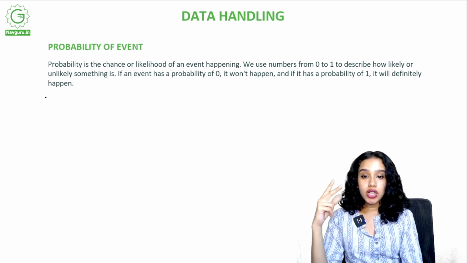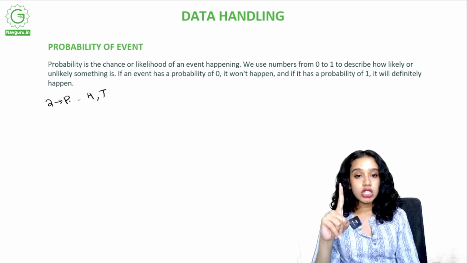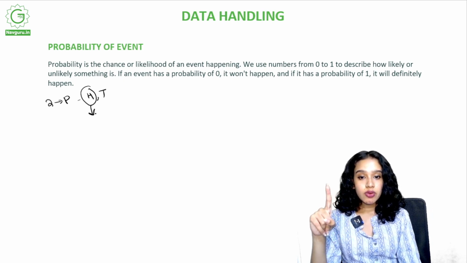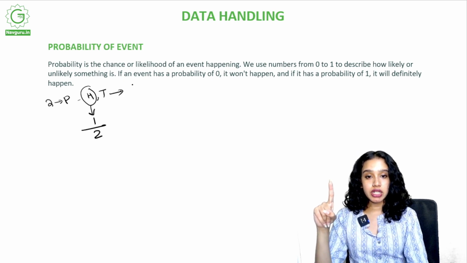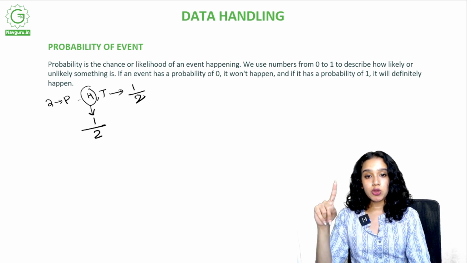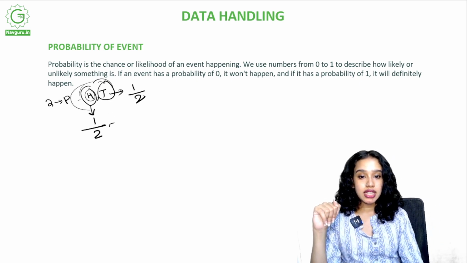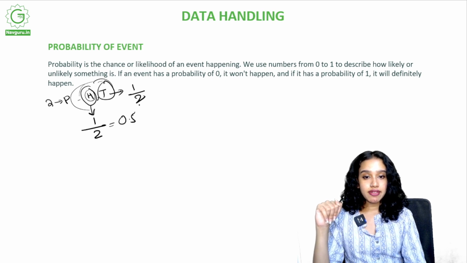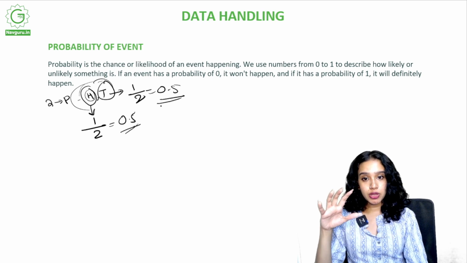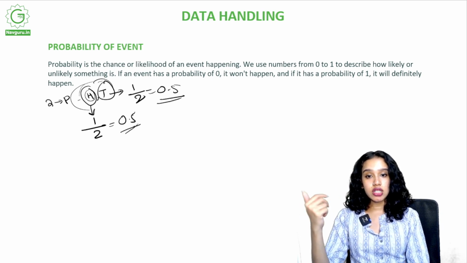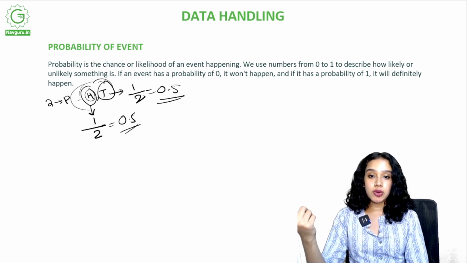Like in tossing a coin, we have 2 outcomes, right? Either it's heads or it's tails. What is the probability of it being heads? We have 1 by 2. And what is the probability of it being tails? We have again 1 by 2, right? This is 1 out of 2, and this is also 1 out of 2, which is 0.5, and this is also 0.5. So there is 0.5 probability for the coin to be heads or tails.